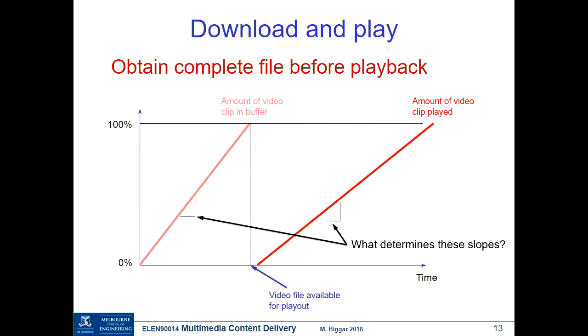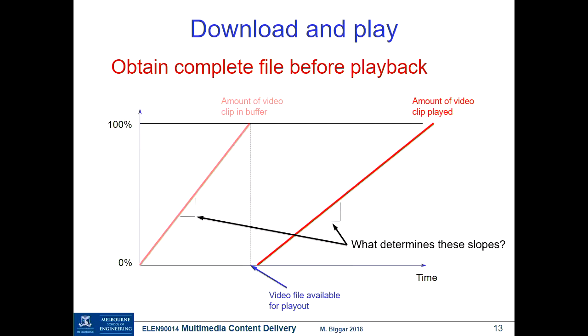So what determines these slopes, do you think? Let's start with this one. The bit rate, which bit rate though? No. It's the download speed, right? All we're doing is transferring a file. So even if it's encoded at 4 megabits per second and we can download it at 10 megabits per second, then we'll download it at 10 megabits per second. It gets it there first.